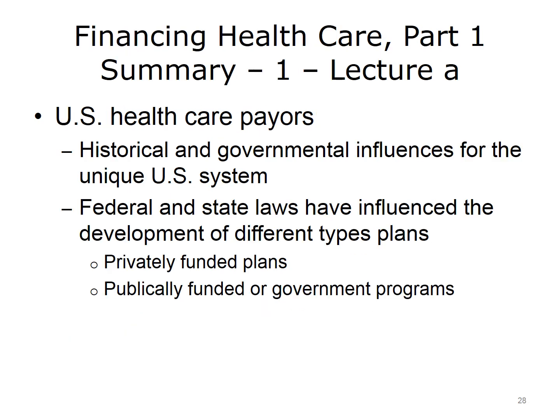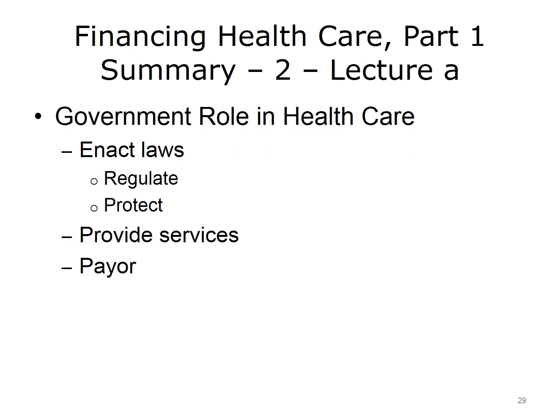This concludes Lecture A of Financing Healthcare, Part 1. In summary, the current system of healthcare payers in the U.S. developed as a result of historical and governmental influences. One of the main types of health insurance is the privately funded plan, which can be broken down into state-licensed insurers and self-funded, employer-sponsored plans. The other main type of health insurance comes from publicly funded or government programs. The government has 3 roles in healthcare: to pass laws that ensure fair competition and protect the public, to provide healthcare services, and to pay for services.